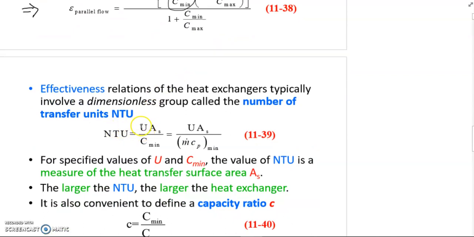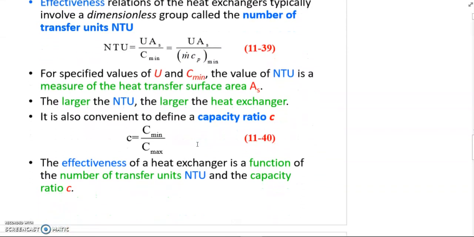So U is your overall heat transfer coefficient. We have learned it previously. AS is your total surface area divided by minimum heat capacity. And like just now, heat capacity is equal to mass flow rate multiplied by specific heat capacity.